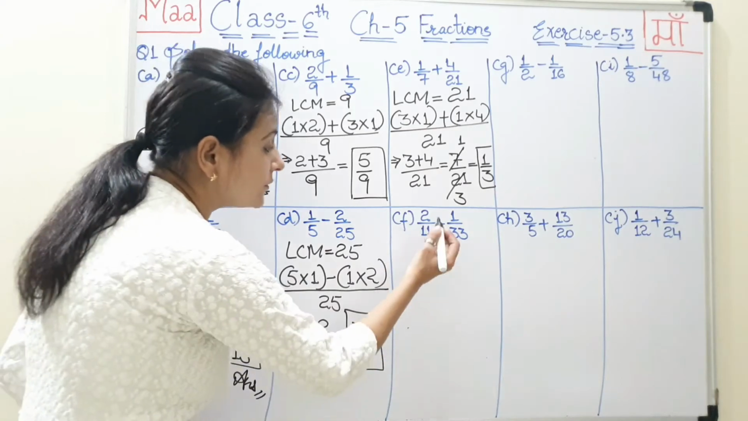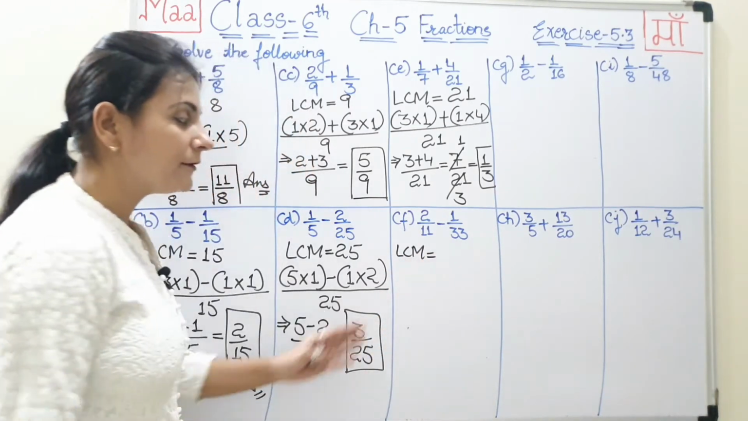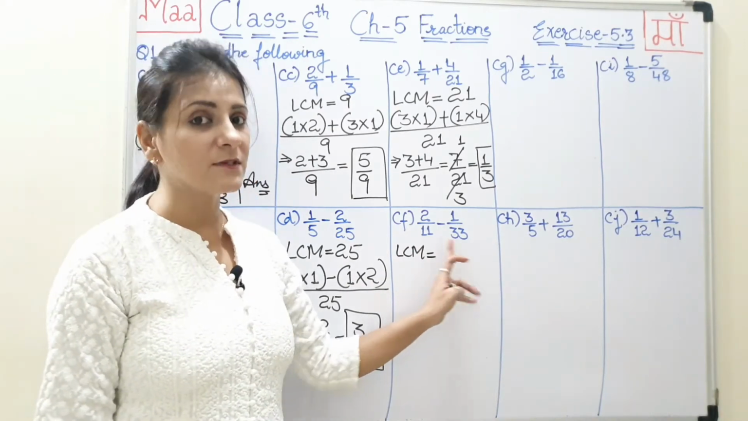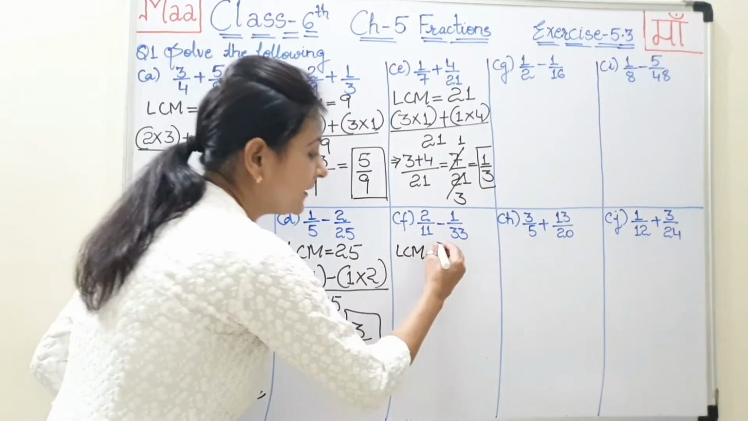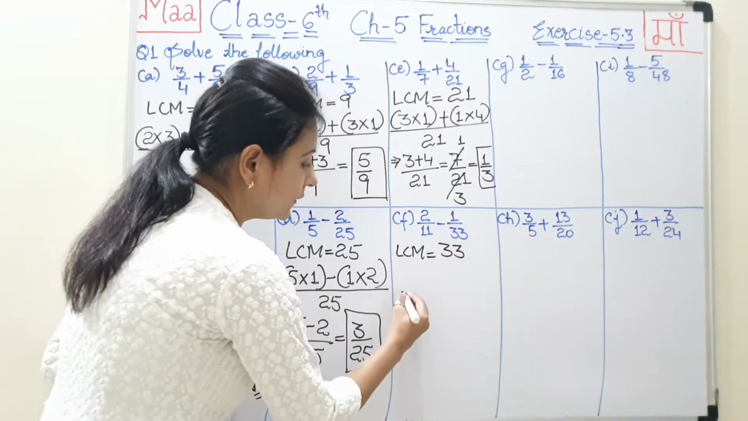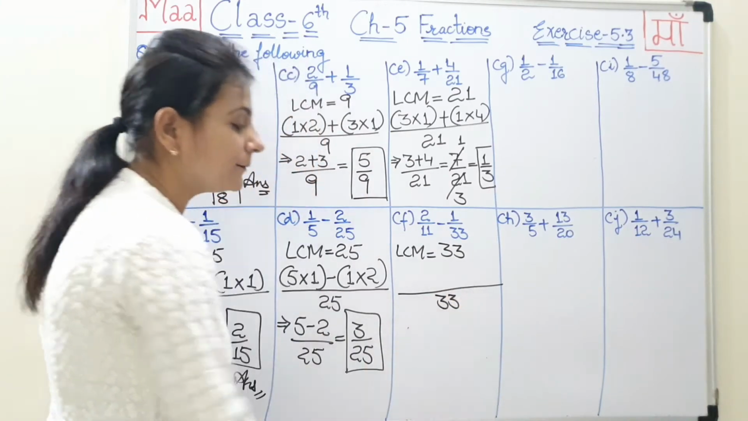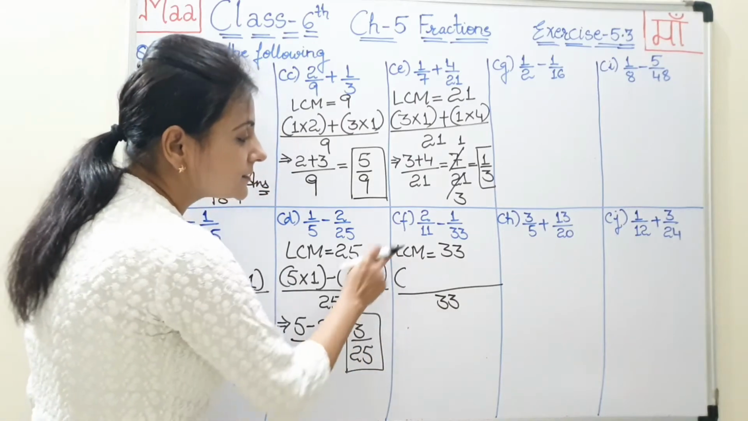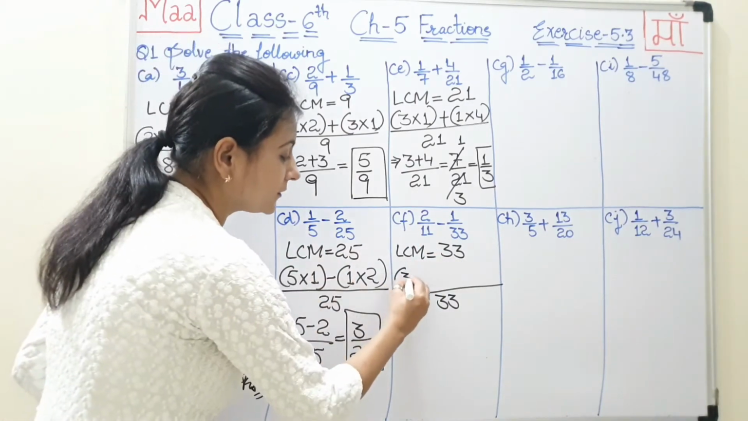Let us now move on to part F. Here again the denominators are different. Denominator different है, but आप देख सकते हो 33 is divisible by 11. 33 11 से divisible है, so LCM will be 33 only. So we will draw one horizontal line and write down the LCM 33 in the denominator. Now draw the bracket. In the table of 11, 33 comes 3 times, so we will write 3.